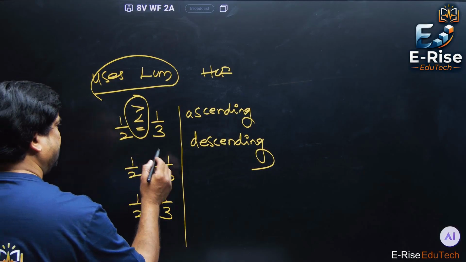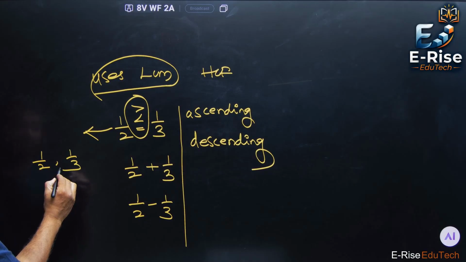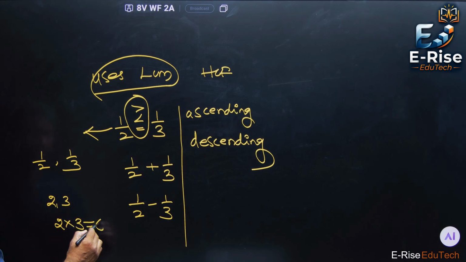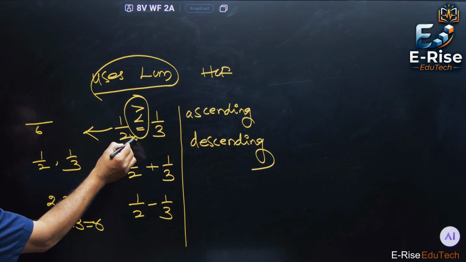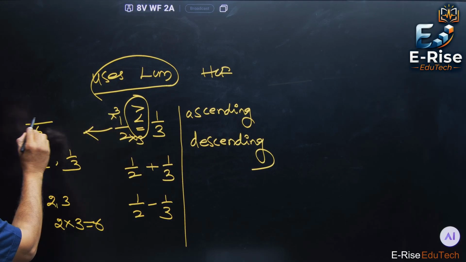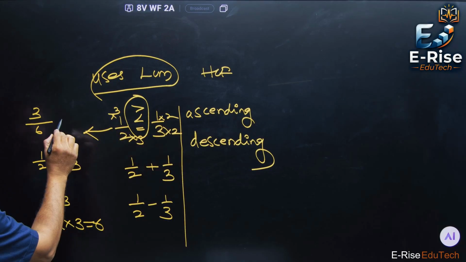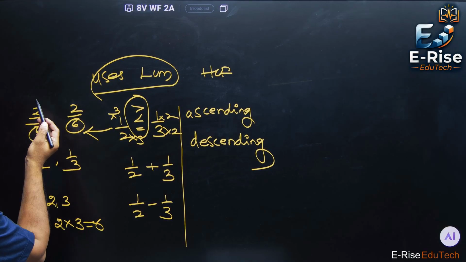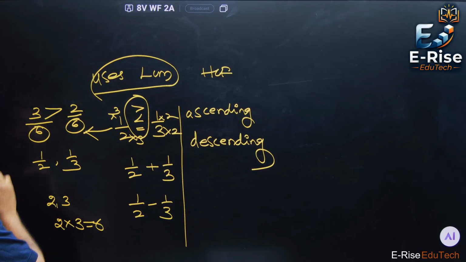We'll compare 1 by 2 and 1 by 3. Apply the LCM to both. The LCM of 2 and 3: there is no common factor, so simply apply the product, 2 times 3 is 6. Which number multiplied gives 6? Here multiply by 3, and here multiply by 2. So 3 by 6 and 2 by 6. Both denominators are the same, so compare the numerators; 3 by 6 is greater.